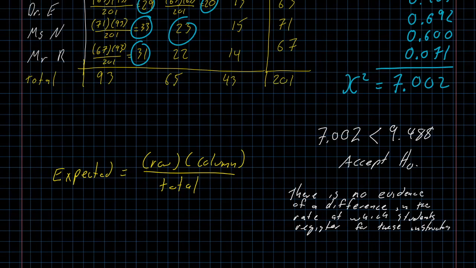That's not to say that there's no evidence in the rate at which students register for individual classes. That's not to say that there is no evidence of a difference in the total registration for each instructor. What I am claiming here is that with the information that we were able to analyze, the course doesn't make a difference in the rate at which students register for the instructor.